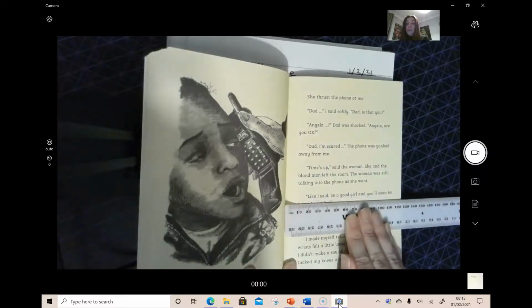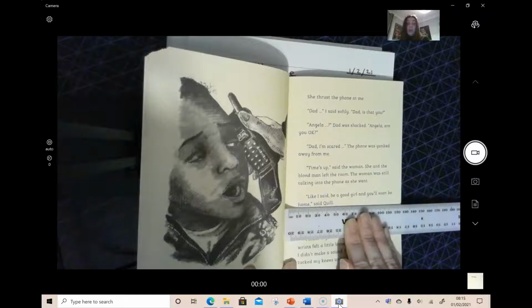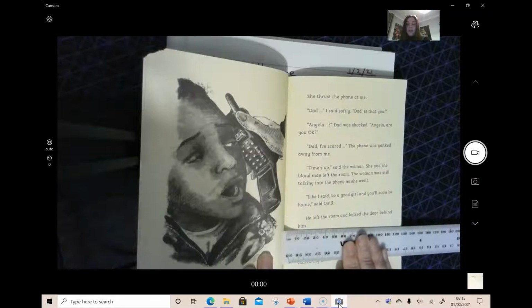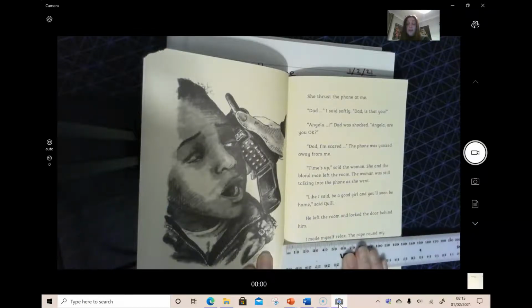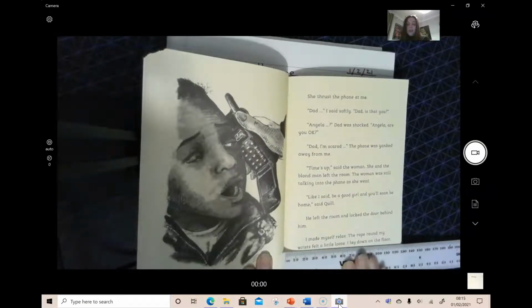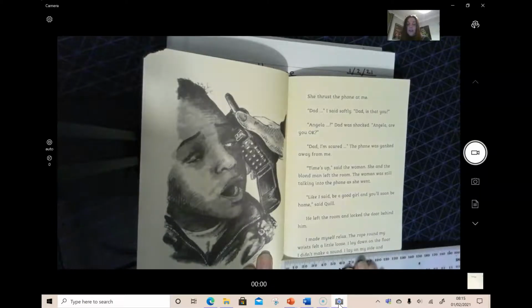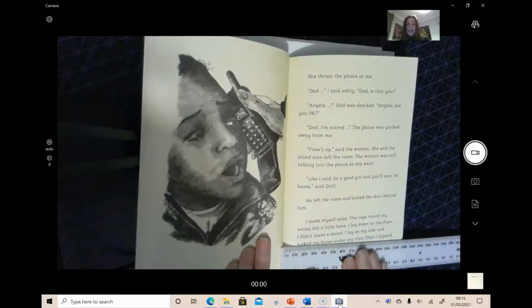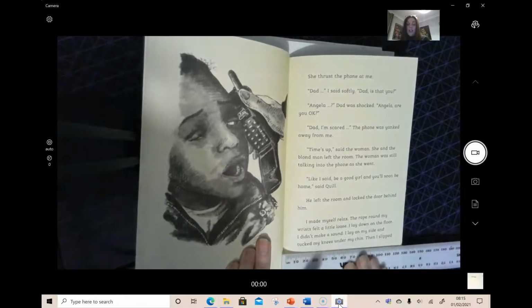Like I said, be a good girl, and you'll soon be home, said Quill. He left the room and locked the door behind him. I made myself relax. The rope round my wrist felt a little loose. I lay down on the floor. I didn't make a sound.